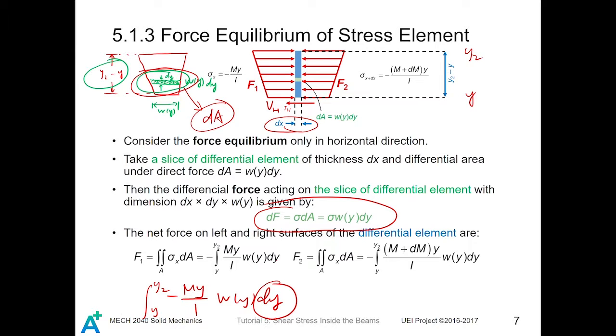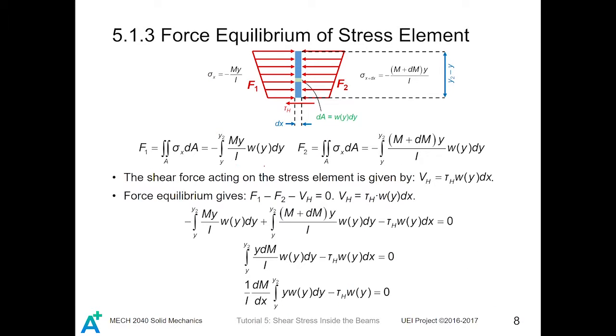Similarly, for F2, the stress given by bending is minus (M plus dM) y divided by I, and dA equals w(y) dy. We integrate this from y to y2 to get the net force on the right hand side caused by the bending on this differential stress element. Now we have F1 and F2.